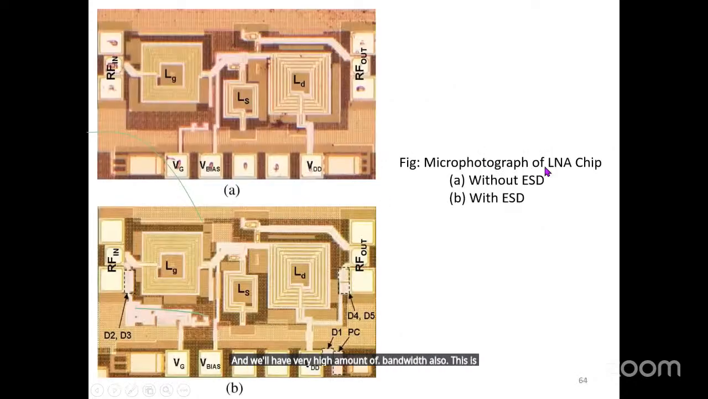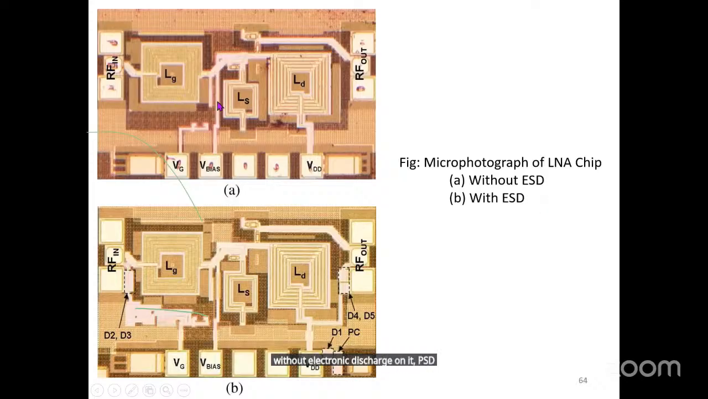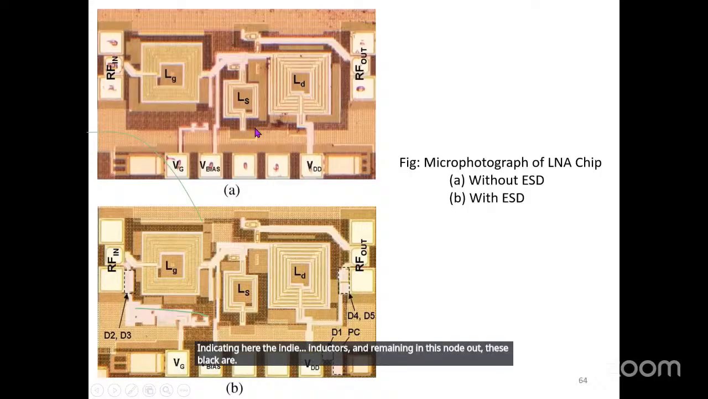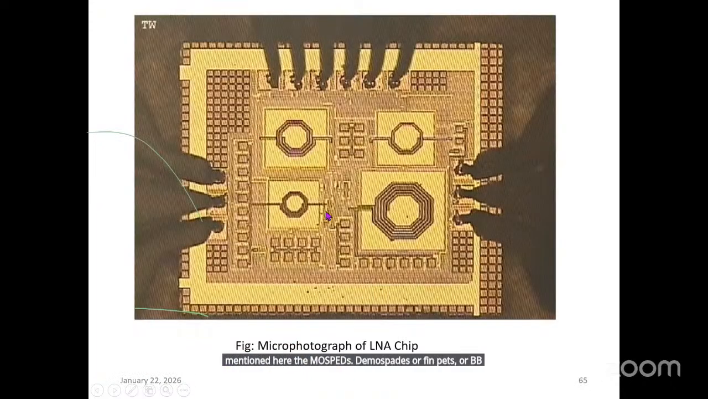This is the micro photograph of an LNA without electrostatic discharge, or with ESD, mentioned here. These L's indicate the inductors. And the remaining black ones are the MOSFETs, or FinFETs, or maybe HEMTs. It's a micro photograph of an LNA chip.